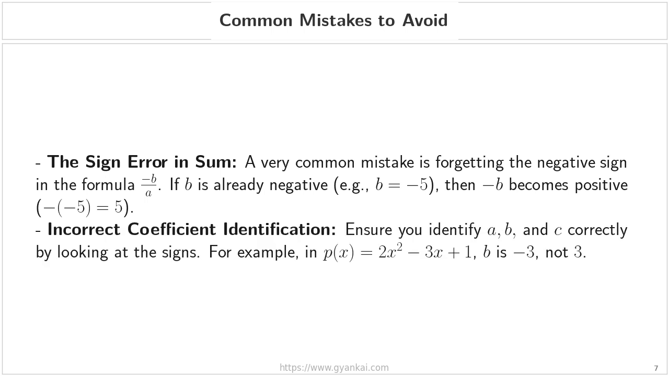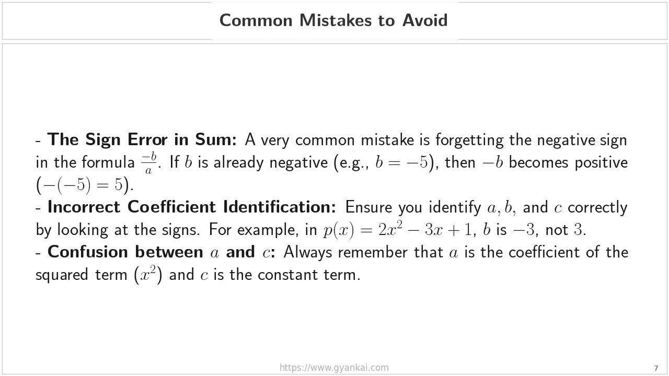Second, watch out for incorrect coefficient identification. When you are looking at a polynomial, you must include the sign attached to the number. If you see a polynomial like p of x equals 2x squared minus 3x plus 1, do not simply say b is 3. You must identify b as -3. If you ignore that minus sign, your entire verification process will be incorrect.